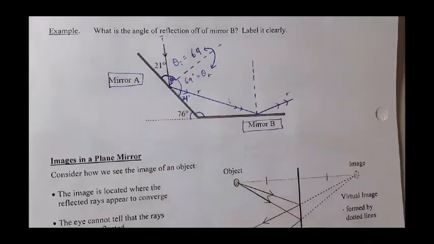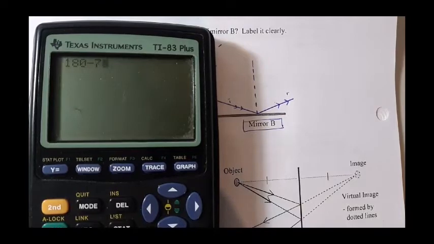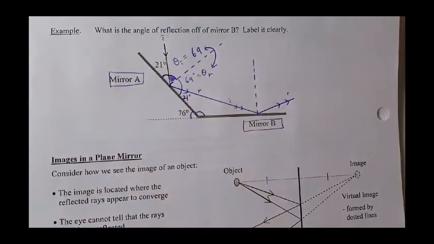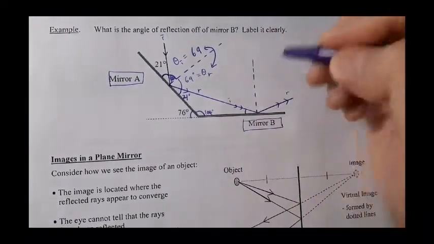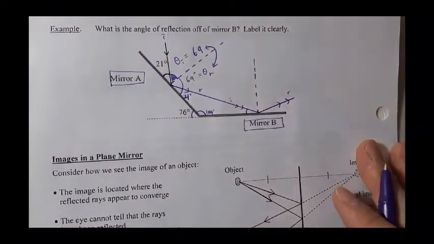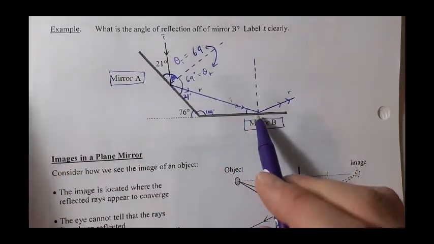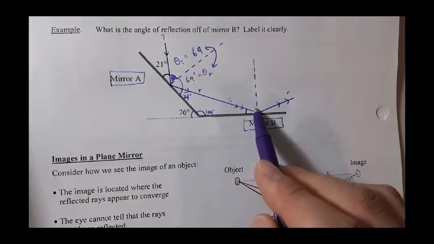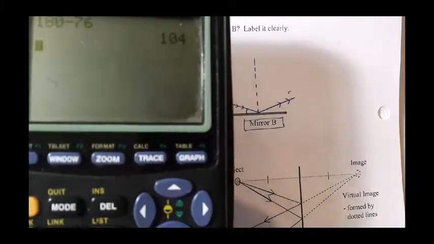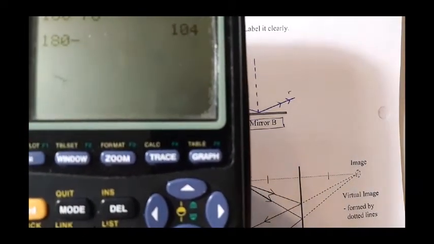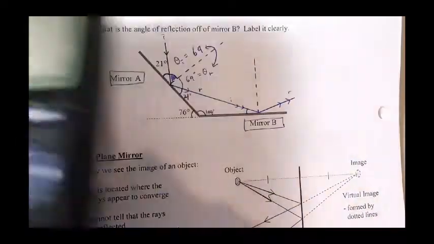It's 180 minus 76. So 180 minus 76 gave me 104 degree. And I can actually find out how much angle I can create for this mirror surface B and the incident angle on my second radiation. Now the way that I can do it is basically subtract from my total angle: 180 minus 104 minus 21, which gives me 55.